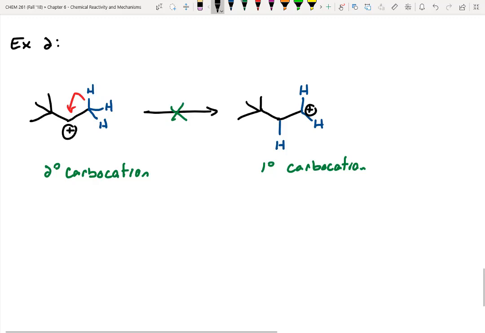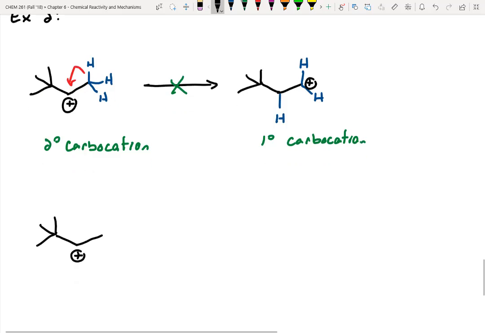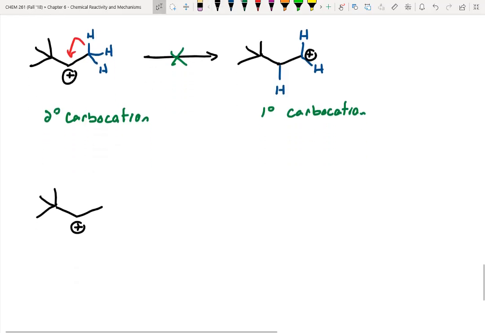All right, so then the question is, well, are there any ways to make the secondary carbocation more stable? And the answer is yes. Instead of moving a next door hydrogen over, maybe we can move an entire alkyl group. So in this reaction, we're going to take one of these methyl groups. Doesn't really matter which one, they're all the same. And we're going to dump it over to that adjacent carbon.